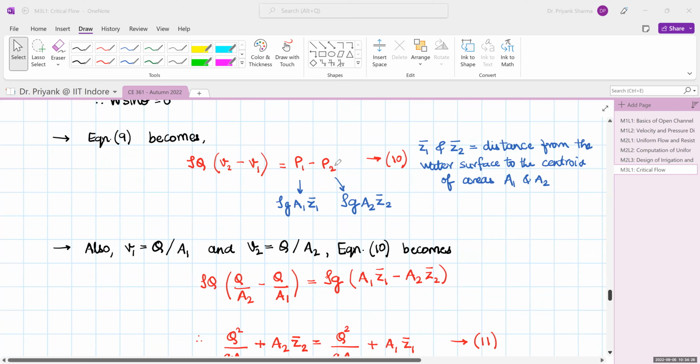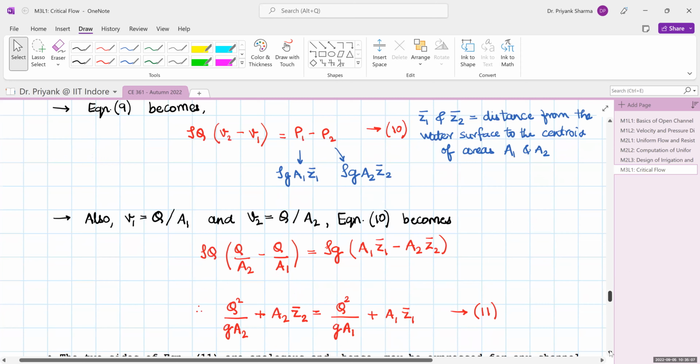Now P1 and P2 are the hydrostatic pressures, so that is ρgA1Z1 bar and ρgA2Z2 bar. Now Z1 and Z2 are the distance of water surface to the centroid of area. So if you have this area, and this is the centroid, this will be your Z1 bar distance. Now applying the continuity equation, V1 is Q/A1, your discharge is fixed, and V2 is Q/A2. So modifying this equation, ρQ(Q/A2 − Q/A1) equals ρg(A1Z1 bar − A2Z2 bar). Now let us solve this equation.